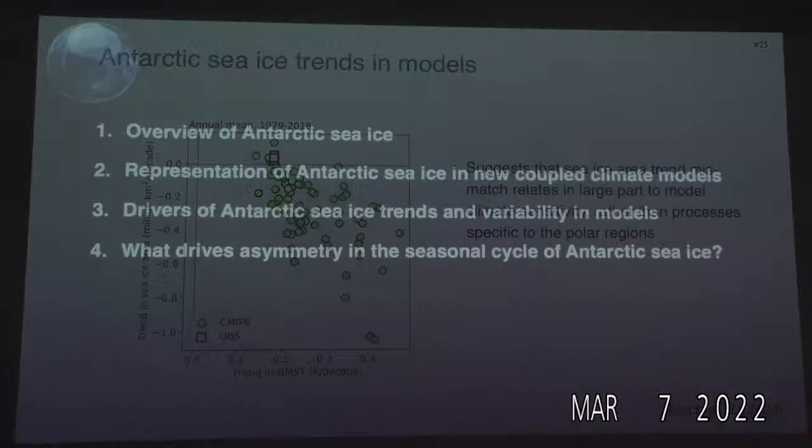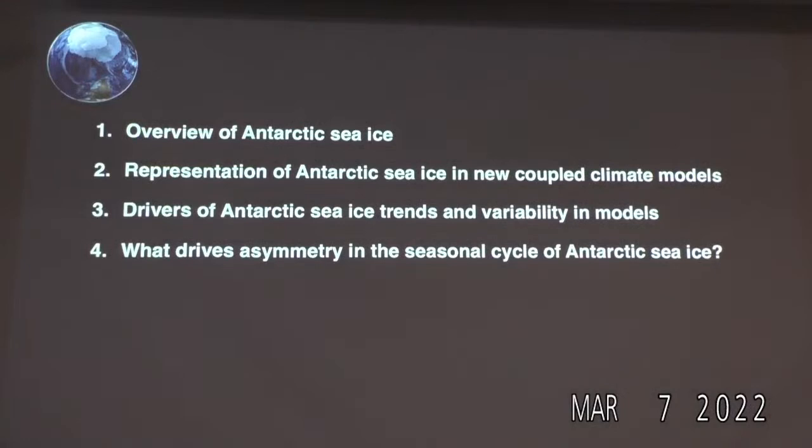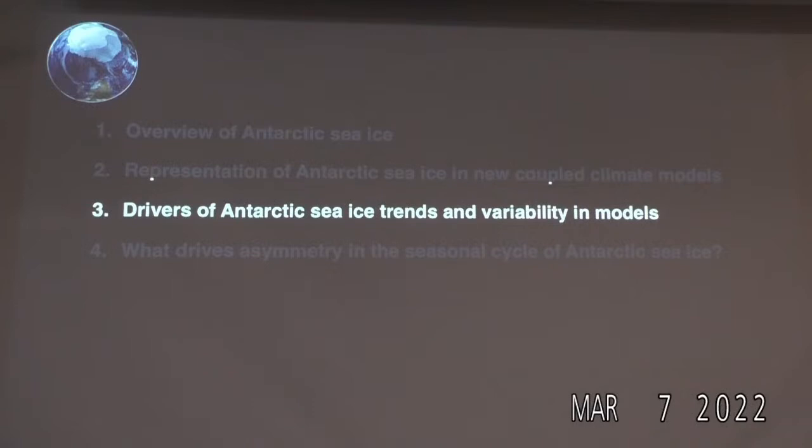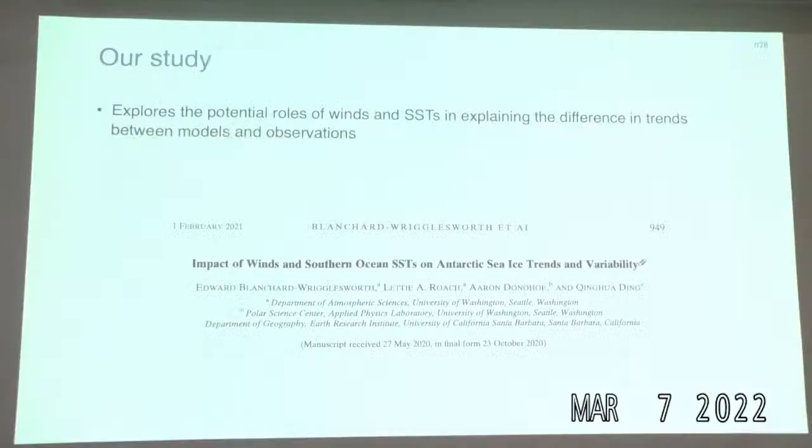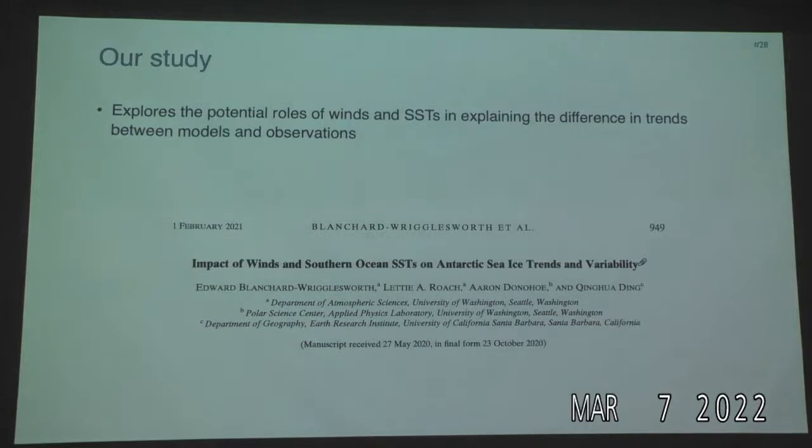So next, I want to talk about a second study that I think goes a bit further towards understanding the difference between the models and observations, particularly in terms of the sea ice trends. This study was led by Ed Blanchard-Rigglesworth, a colleague at the University of Washington, and involved myself and Aaron Donohoe at UW and Ching Wei Ding at the University of California, Santa Barbara. And here we wanted to explore the potential roles of winds and sea surface temperatures in explaining the difference in trends between the models and the observations.